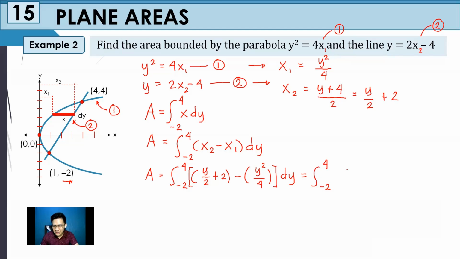Sige. So simplify natin to. What will happen is that open parenthesis tayo. Y over 2 plus 2. No, pangkuha lang natin sa mga bracket niya para dili samok. Y squared plus 2. And this would become negative y.